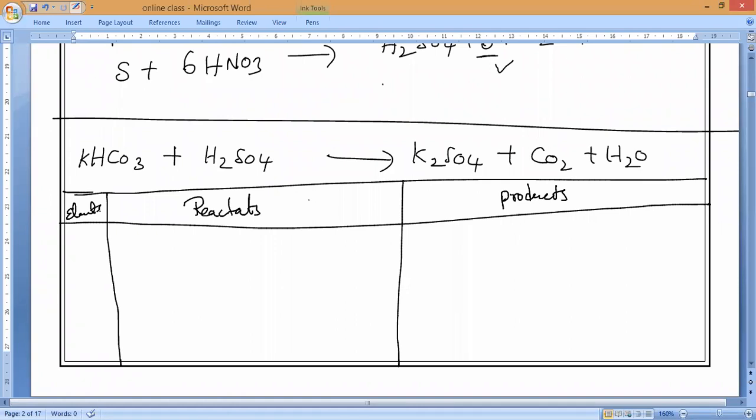Potassium, very good. Hydrogen, carbon, oxygen, sulfur. Very good. Then step 1, you all people know. What is step 1? Atoms present in reactant and product. Yeah, very good. So please all of you write it.